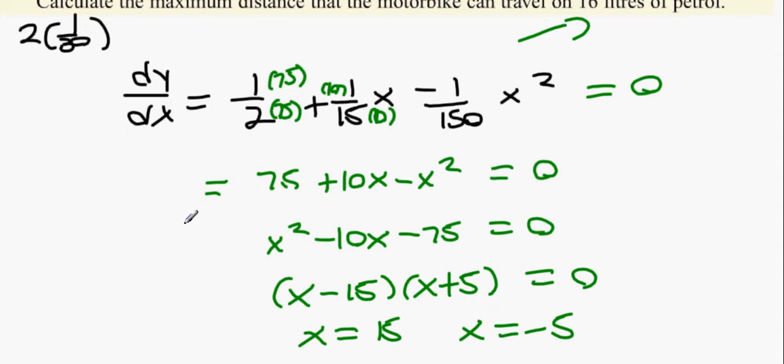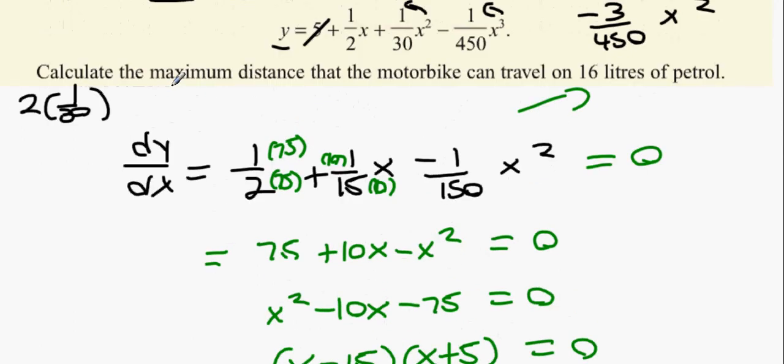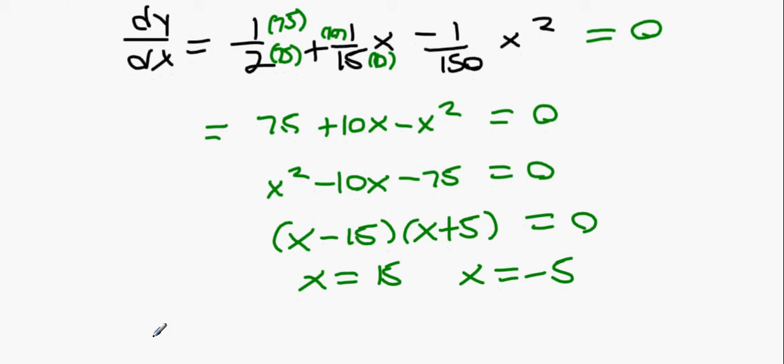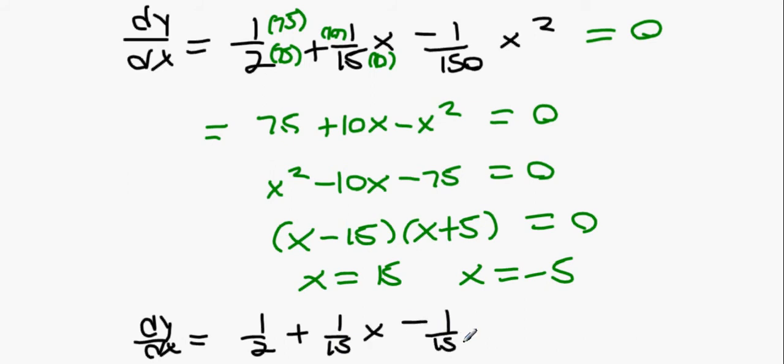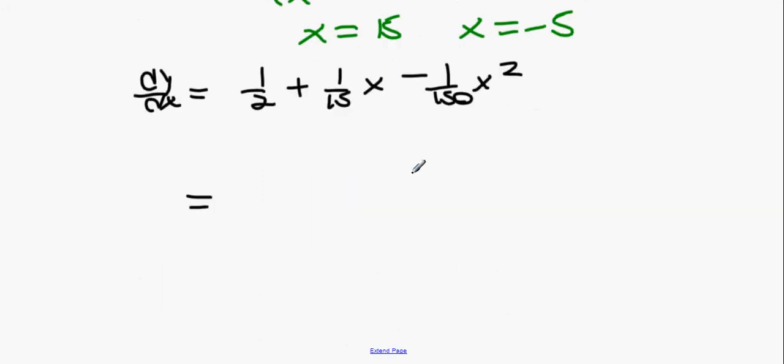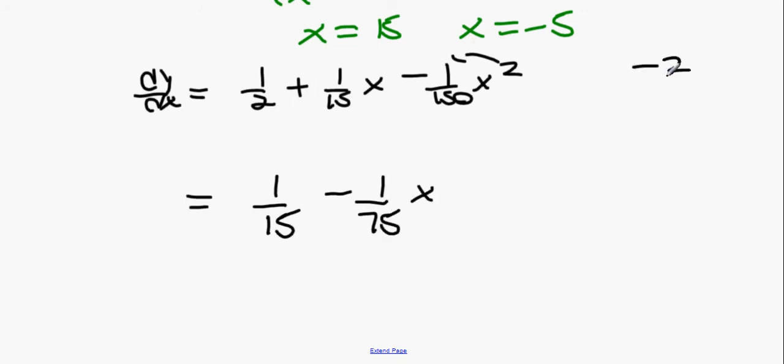But I suppose the other thing we have to check is that it specifies maximum distance. So if it specifies maximum distance, I should probably differentiate a second time and make sure that it gives me a maximum. So we know that dy/dx ends up to be a half plus (1/15)x minus (1/150)x squared. So let's do the second derivative test. The second derivative is going to give me 1 over 15, and then the 2 is going to multiply in, it's going to be 1 over 75 x, because minus 2 over 150 is the same as minus 1 over 75 x.